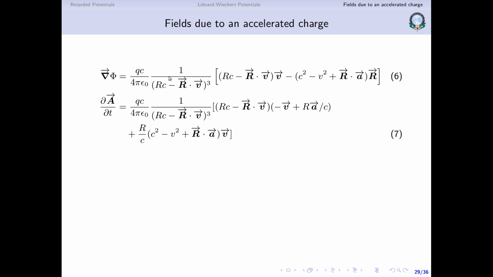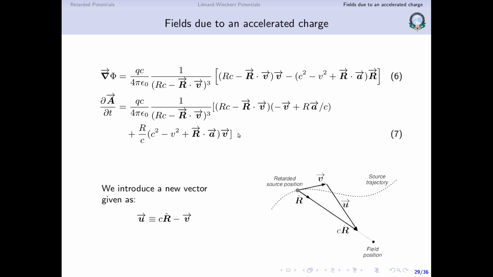Now these two equations, if you see, they are really ugly looking, because they are too big and very clumsy. So in order to simplify the expression somewhat, we will introduce a new quantity, a new vector, which we call u. u is simply equal to c r̂ minus v.